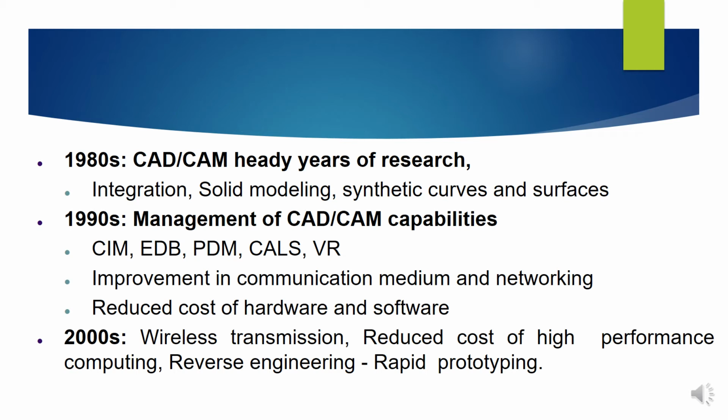Before the 1980s, all the hardware and software were more expensive. Later, in the 1980s, 1990s, and 2000s, the cost of hardware and software was reduced. Nowadays, hardware and software are cheaper. In the 21st century, wireless transmission reduced the cost of high performance computing, and reverse engineering and rapid prototyping were introduced. These were in the 2000s.